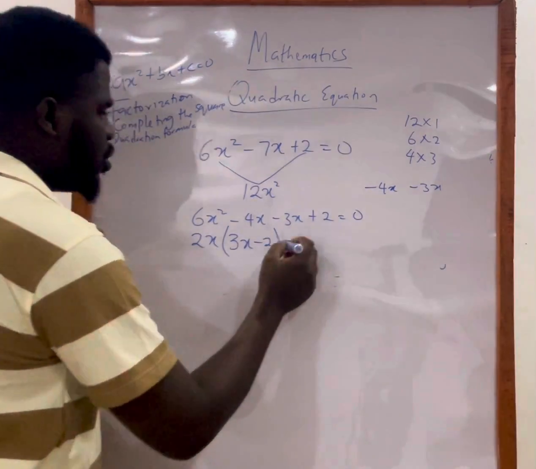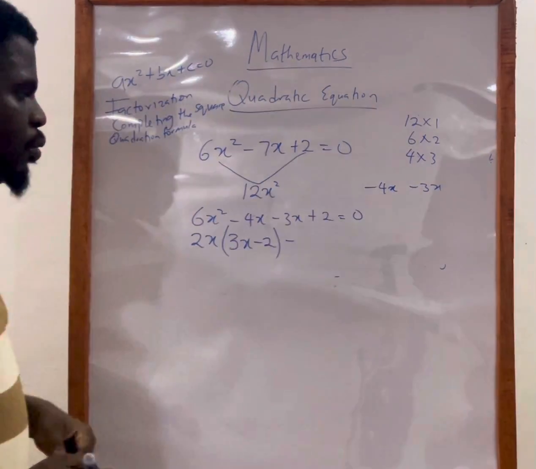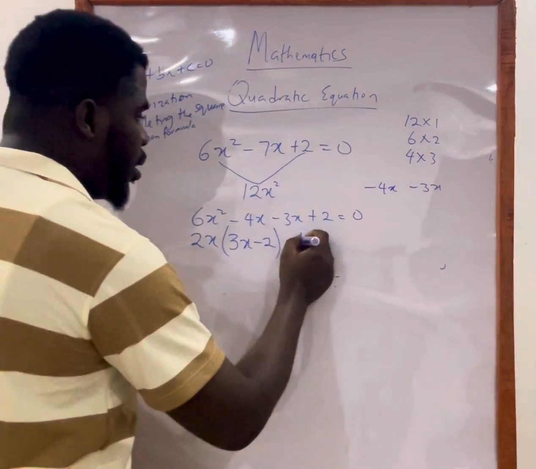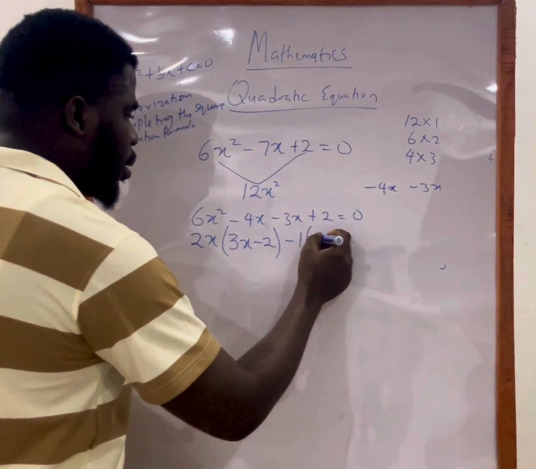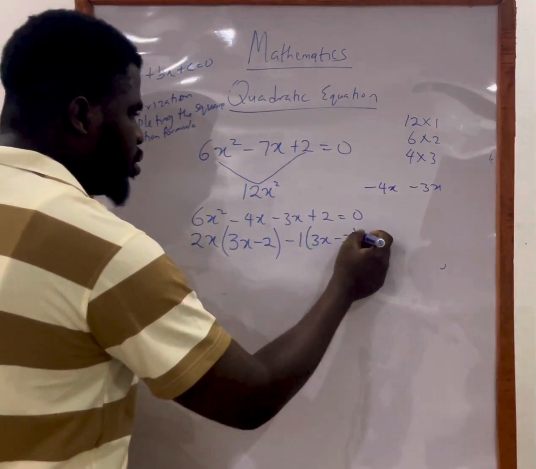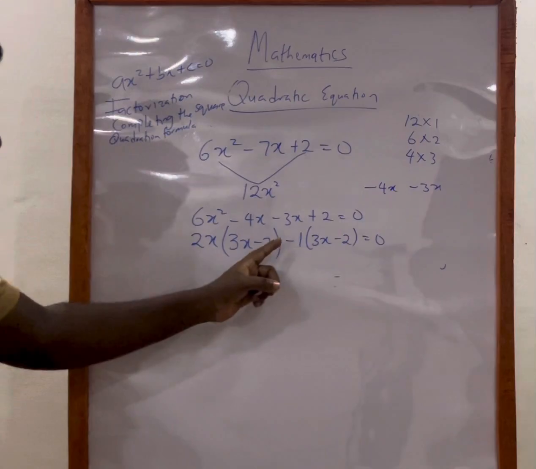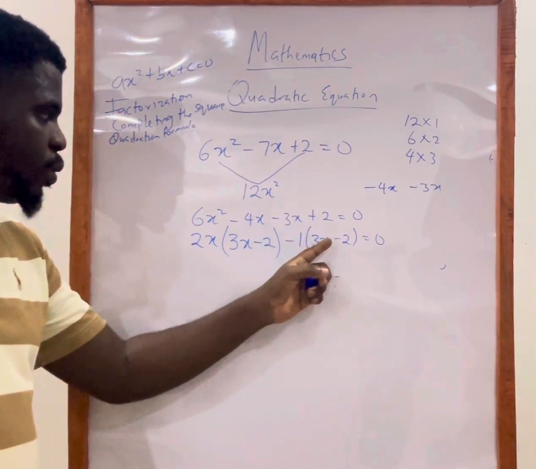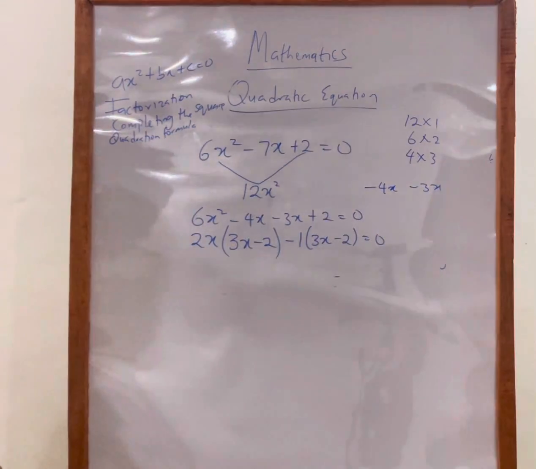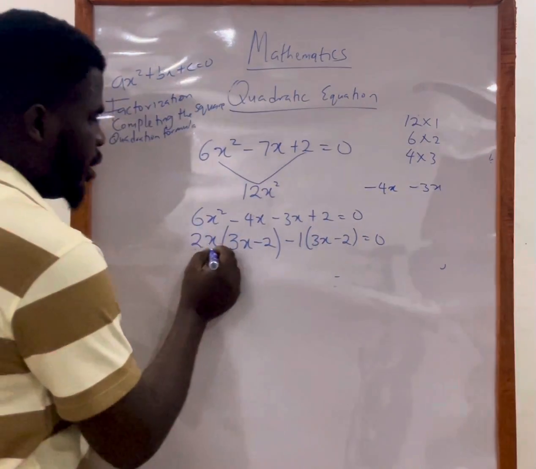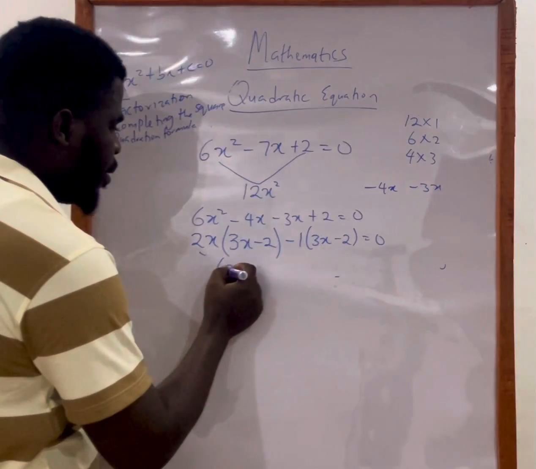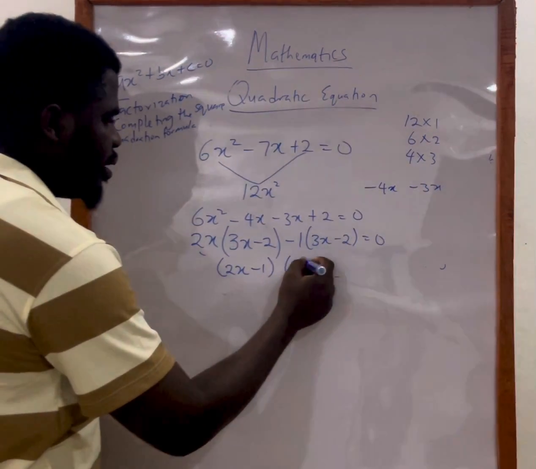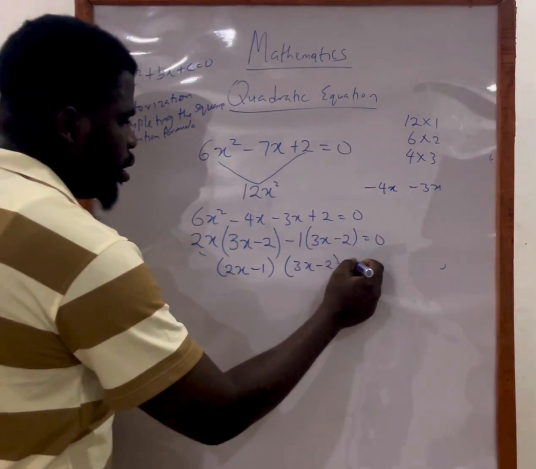Now, look at this one. There is nothing common here at all. So I'll just bring that one. Only 1 is common. Both of them are just divisible by 1. So 3x minus 2 is equal to 0. Now look at something. Minus 1 times 3x will give us minus 3x. Minus 1 times minus 2 will give us plus 2. So the way we did earlier, the ones that are outside, I will bring them out. So I have 2x minus 1 and then 3x minus 2 is equal to 0.